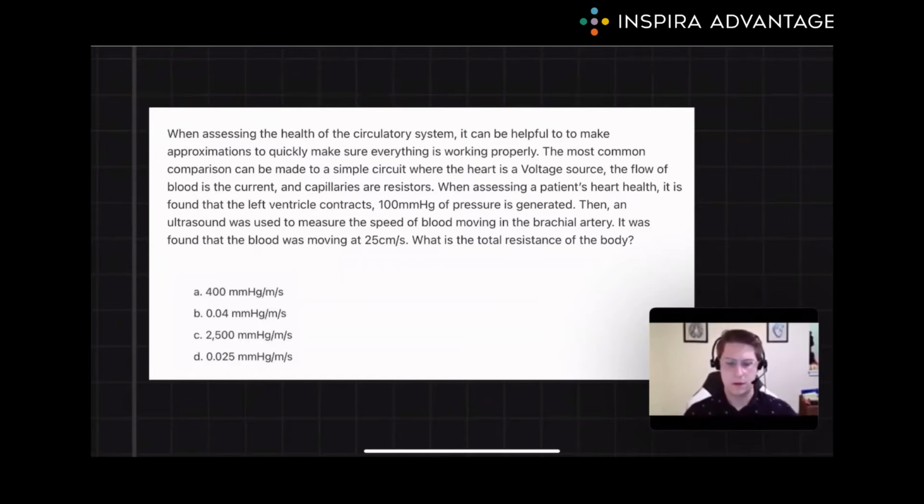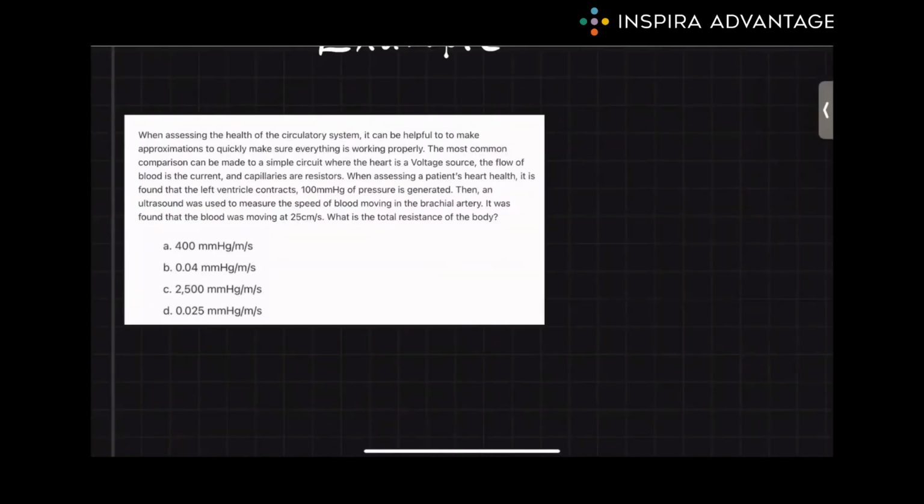Now, the first thing we want to do when we see this problem is figure out what type of science is being tested. In this case, it is testing our knowledge of circuits as well as cardioanatomy. The next thing we want to do is figure out what the question is asking of us. Whenever I see a physics problem like this, I like to symbolize the question by writing down the variable I am solving for and setting it equal to a question mark. In this case, it's asking for resistance, which I'll symbolize with an R.